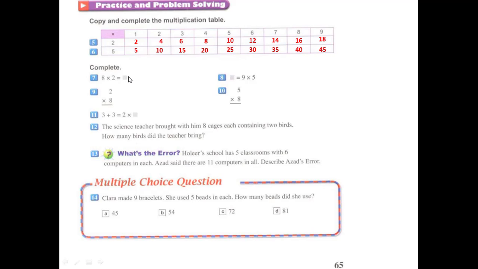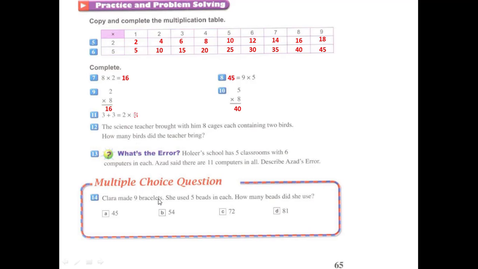8 times 2 is equal to what? 8 times 2, look, is equal to 16. What about 9 times 5? 9 times 5 is equal to 45. Again, 2 times 8, this one is horizontal, this one is vertical. 5 times 8 is equal to 40.